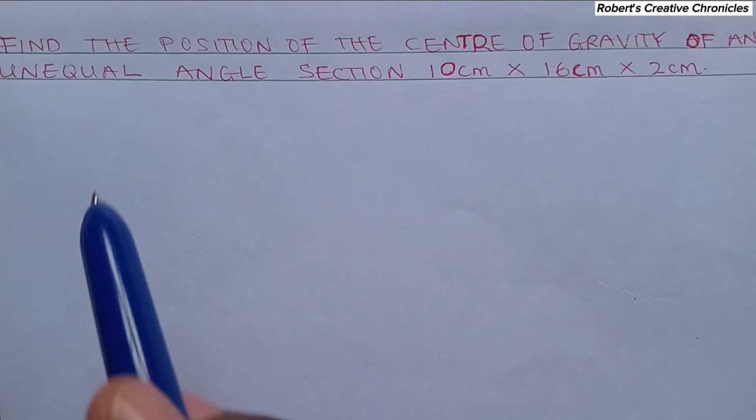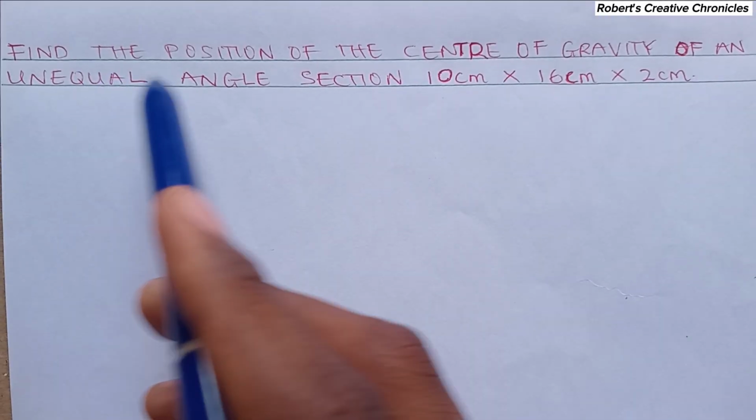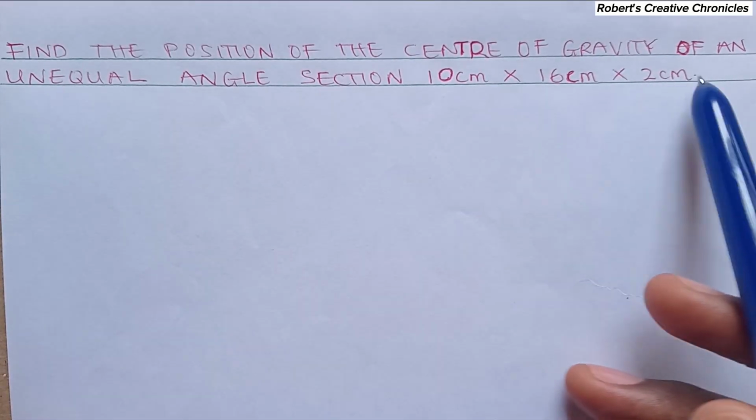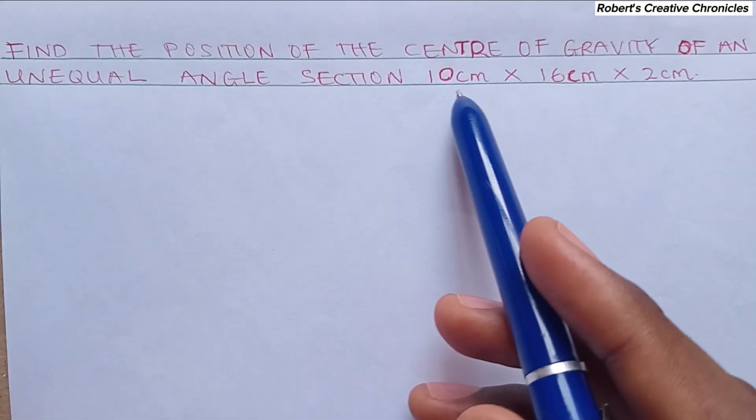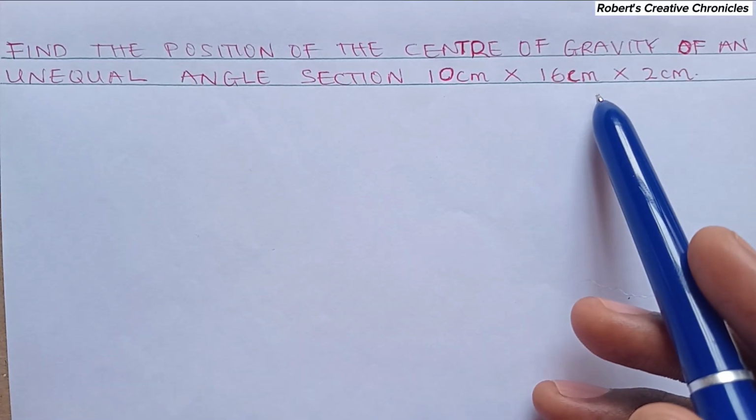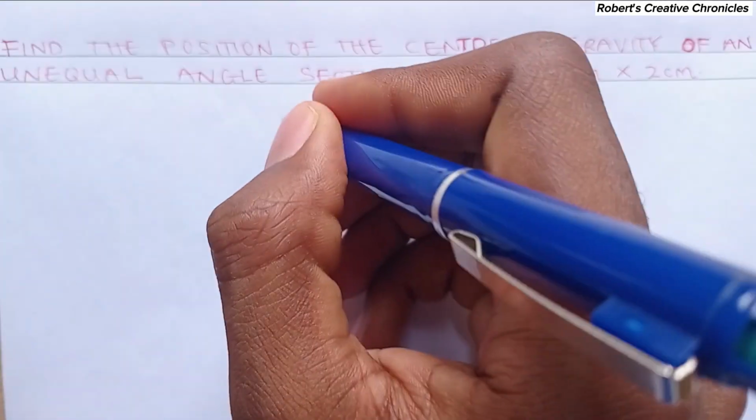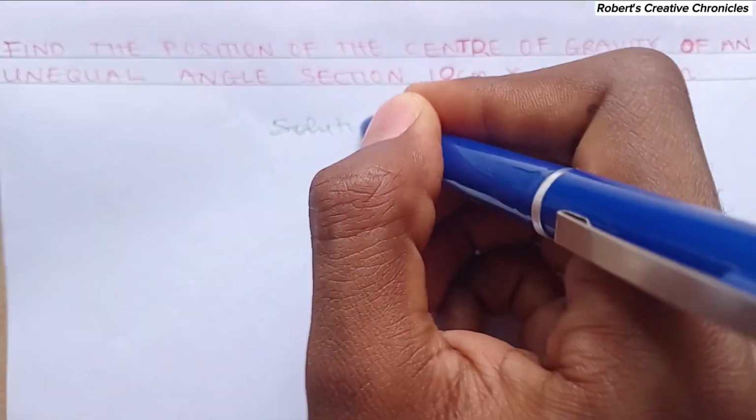So today we'll be solving this question. Find the position of the center of gravity of an unequal angle section, 10 cm by 16 cm by 2 cm. Solution.